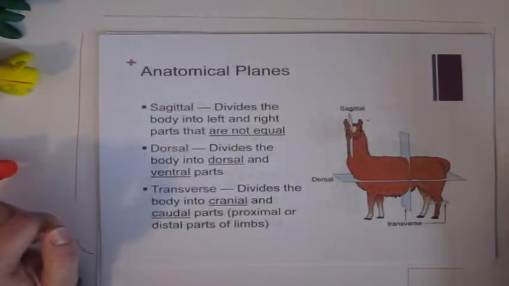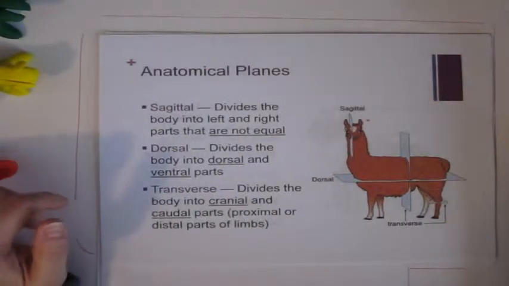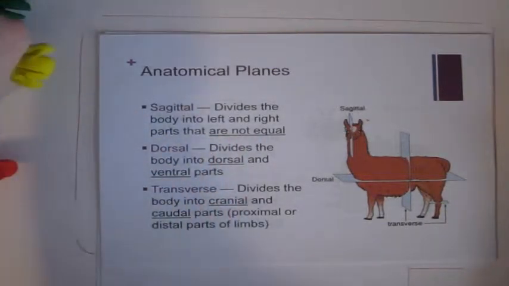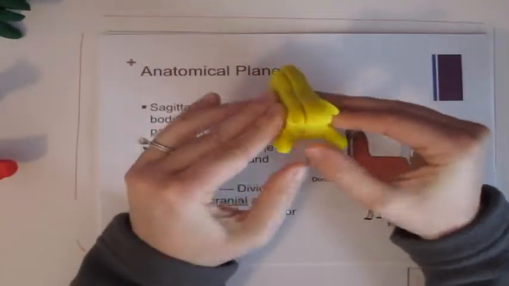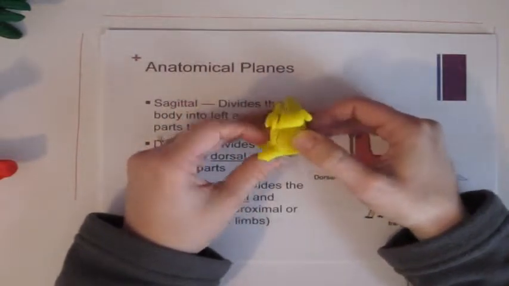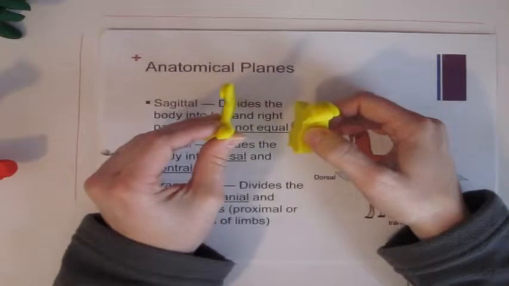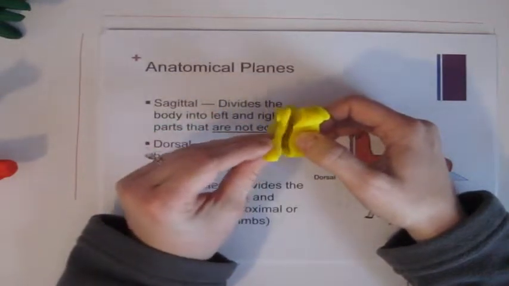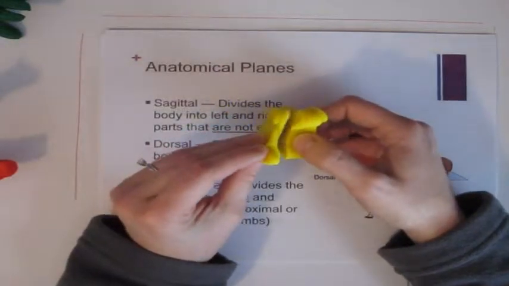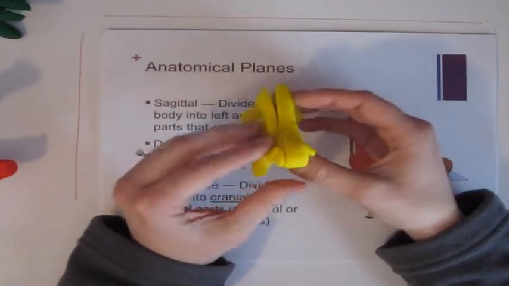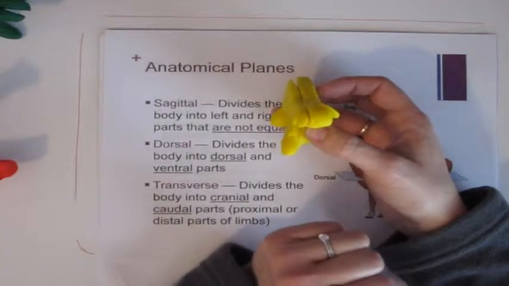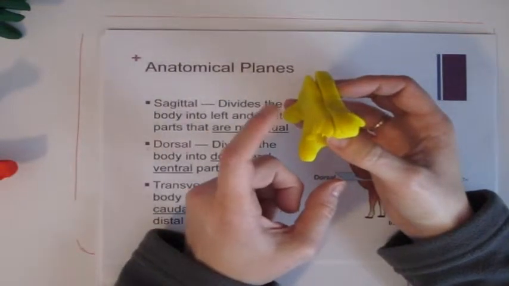The next anatomical plane we're going to talk about is sagittal. Now sagittal divides the body into left and right parts that are not equal, unequal parts. So here we have an animal who has been divided into a left and right part, and it is unequal. See that clearly the right half is quite smaller than the left half. That is sagittal. Anything that was down the middle would be considered mid-sagittal. So these are not equal, this is just sagittal.